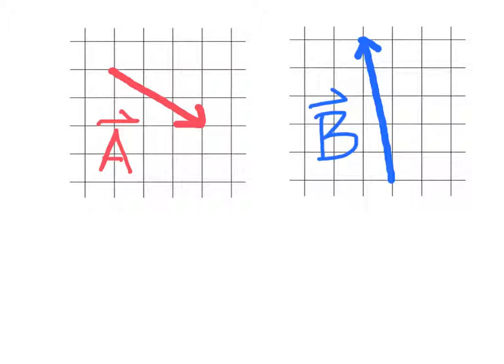So these vectors could, for example, be position or displacement vectors, with each box representing 1 meter. So vector A moves to the right 1, 2, 3 meters, and then down 1, 2 meters. Whereas vector B moves to the left 1 meter, then up 1, 2, 3, 4, 5 meters.